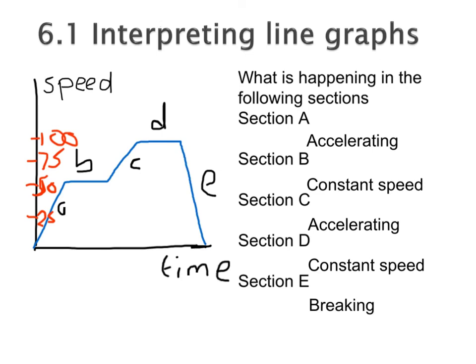So hopefully that makes a bit of sense now, that in section A we've accelerated, travelled again at a constant speed, accelerated, travelled at constant speed, and then we've braked to finish.